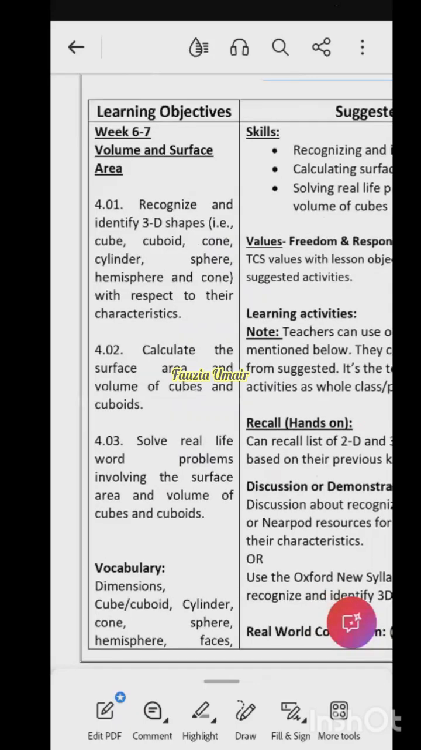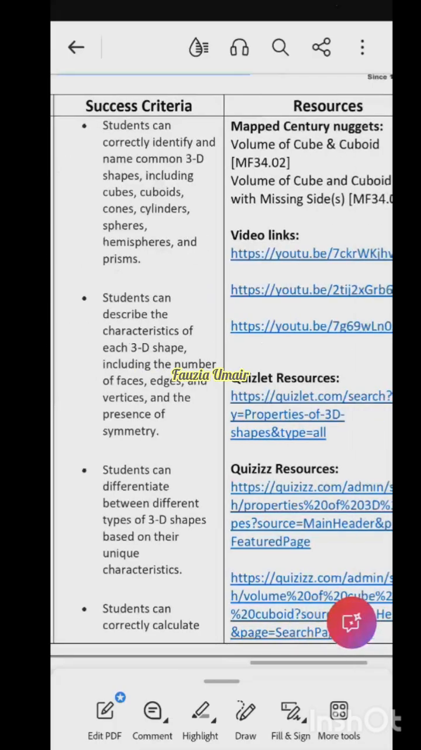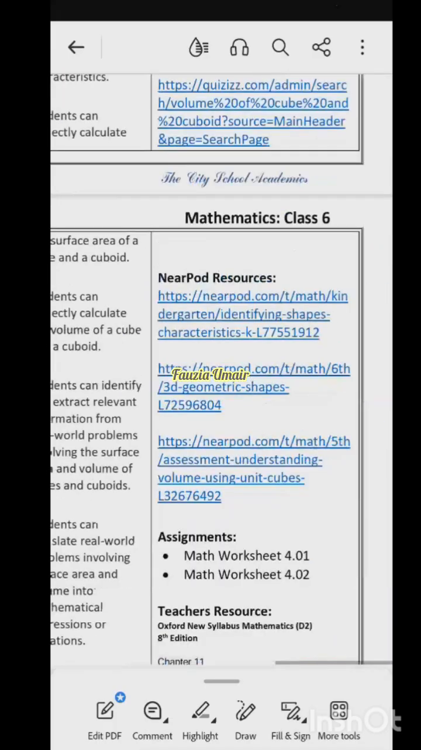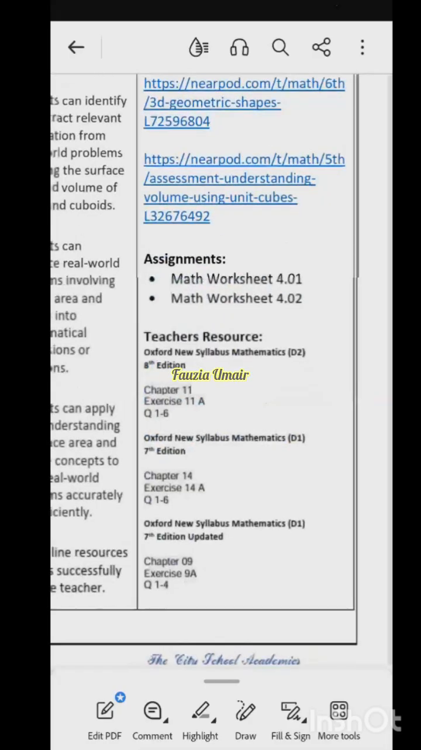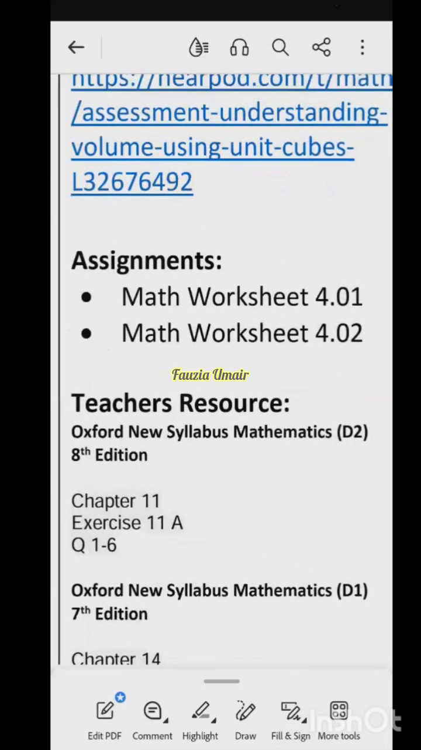Recognize and identify 3D shapes: cube, cuboid, cone, cylinder, sphere, hemisphere. The main focus is to calculate the surface area and volume of cubes and cuboids, right? So let's see the worksheets. We need to do the two worksheets which are given, and we need to do exercise 11A of NSM2, right? So let me open that also.